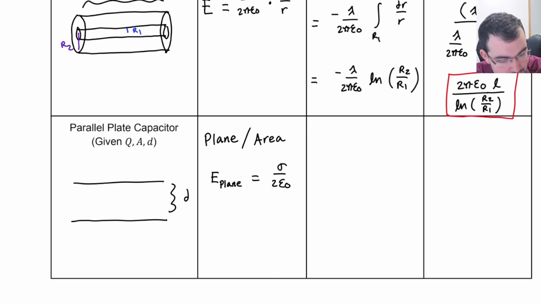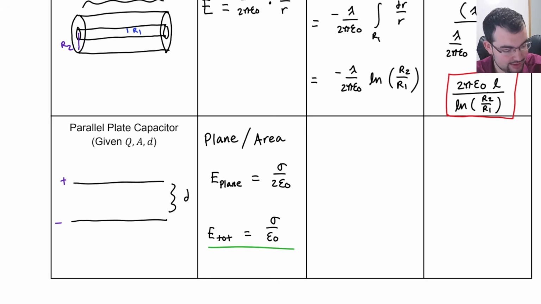But in this case, a parallel plate system between the plates is actually due to 2 plates. So we actually get E total is equal to sigma over epsilon naught because it's 2 plates. So we do have to be careful of that field involving a doubling, because there's not just 1 plate, there's actually 2. So you have to be careful of that.